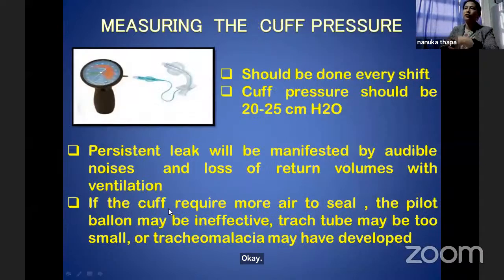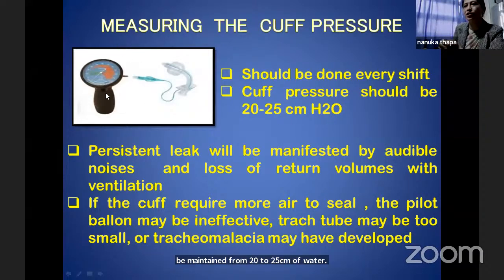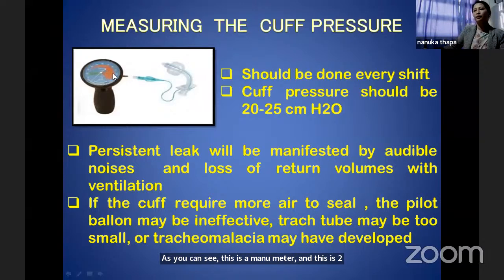So, measuring of the cuff pressure should be done every shift, and cuff pressure should be maintained from 20 to 25 centimeters of water. As you can see, this is a manometer, and this is used to measure the cuff pressure, okay?